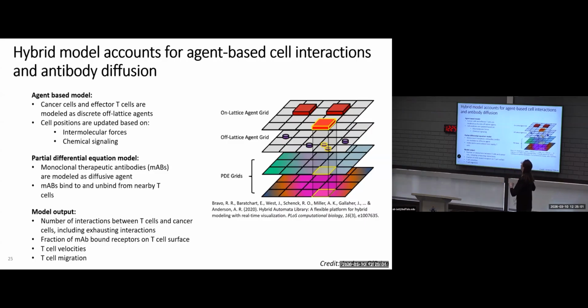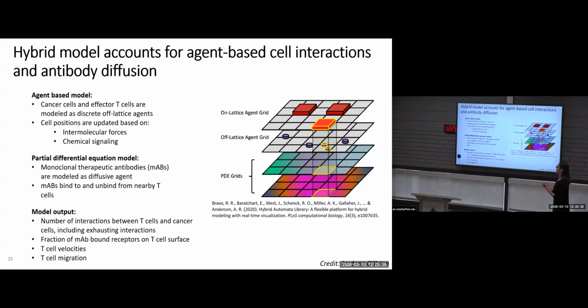It looks very cool. The PDE model, again, we're treating it as a diffusive agent. We have our monoclonal antibody therapeutics binding and unbinding from these receptors as a blockade. And essentially what this model allows us to track is the number of interactions and what we're predicting as the exhausting interactions between T cells and cancer cells. So, looking at immune exhaustion potential.